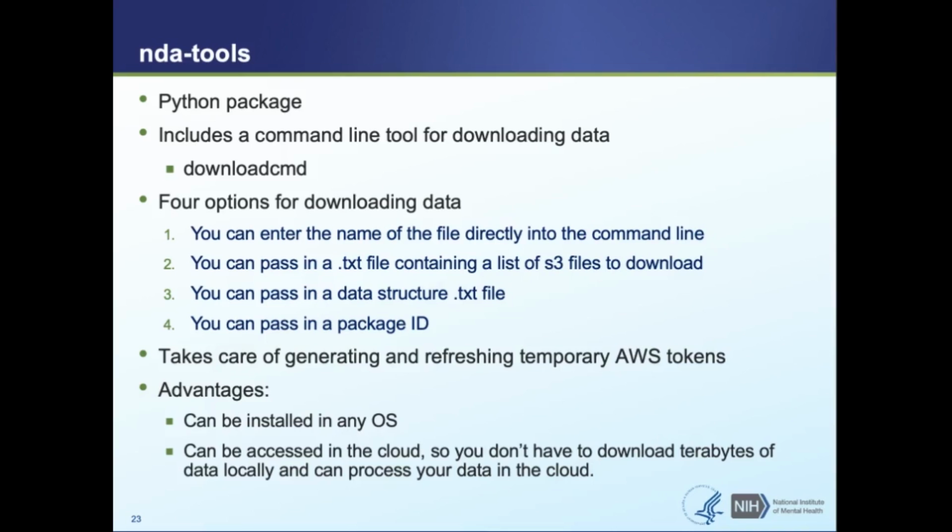You can either enter the name of the file directly into the command line, so that would be the full S3 path. You can pass in a .txt file containing a list of S3 files to download. So if you have a list of S3 files, then you can save it in a text file and then pass that in as an argument. You can pass in a datastructure.txt file. So if in your package you had an image03 data structure which lists a bunch of S3 links, you can pass in that data structure file, and the tool will download the S3 links from that file. Or you can pass in a package ID, and from there it can download the files that you had packaged.